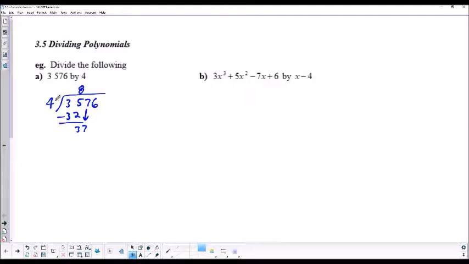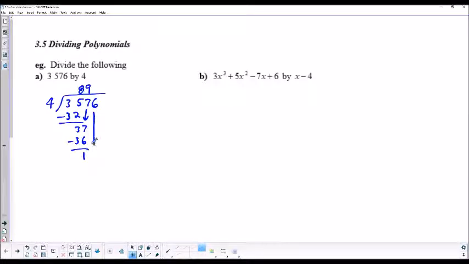Now I say again, how many times does 4 go into 37? And that, again, would be 8. No, 9. There we go, 9. And then 9 times 4 is 36. I write that down below here. I subtract, and I get 1.